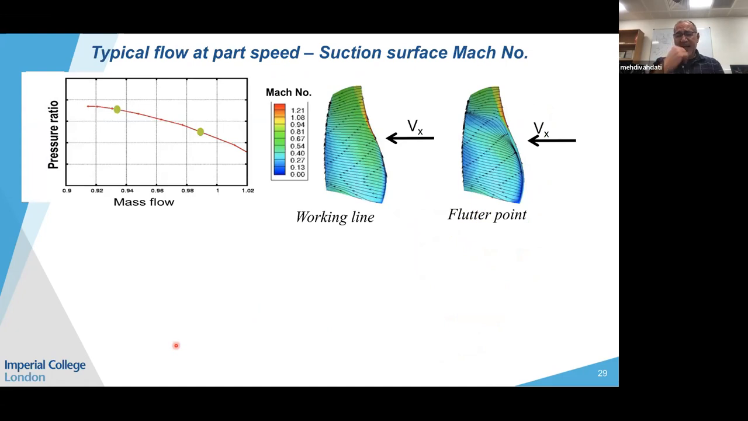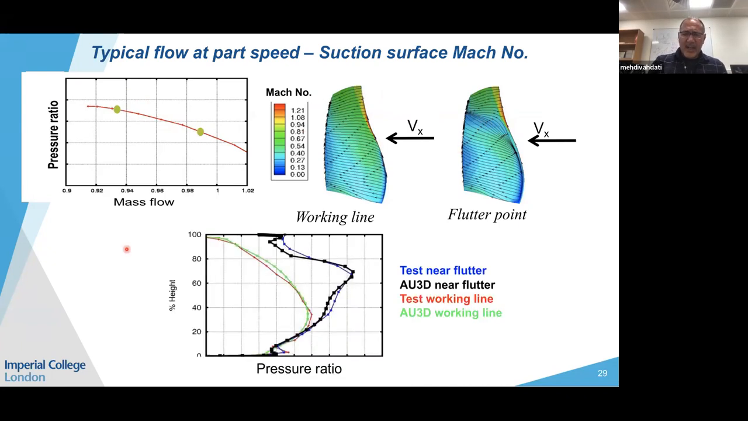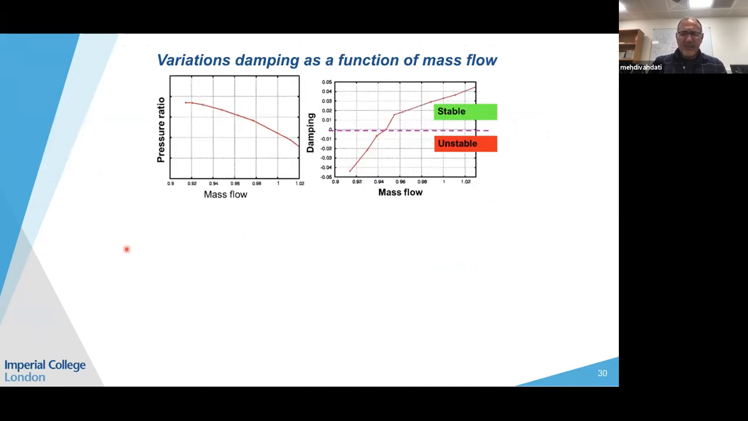And what else happens? Again, looking at mass flow and pressure ratio on the working line, obviously the blade has been designed to work on the working line. If you look at the streamlines on the blade, they nicely follow the streamline section and behave nicely at this point. At this point, they behave like that. And if you go towards the flutter point, this is the stall line. You can see it's not stalled, but you start getting some sort of radial migration.